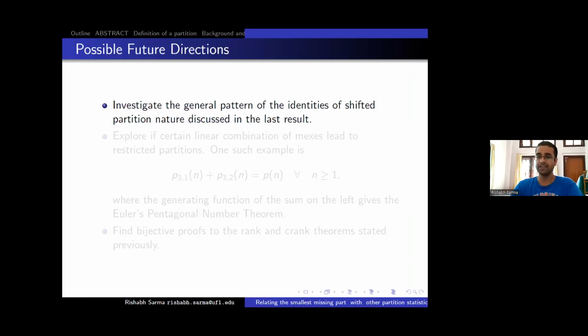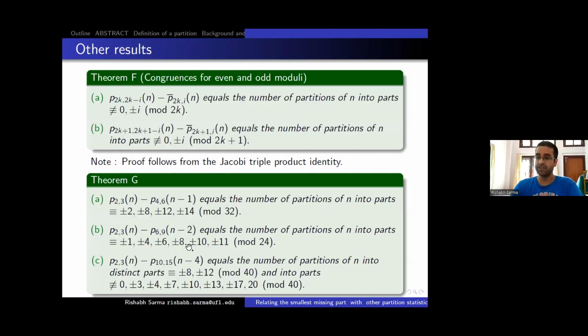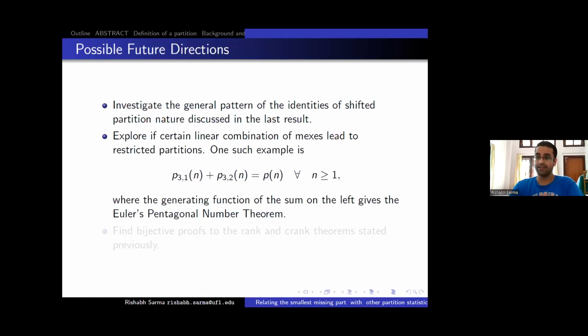And that is the first question that we have: is there a general pattern of these identities of the shifted partition nature, like this result, theorem G. A second question that we pose is, is there any other linear combination of these maxes that lead us to restricted partitions? For example, when these two maxes are added, the generating function is the same as Euler's pentagonal number theorem, which is in turn the generating function for the unrestricted partitions of n. And maybe if we add or subtract or take any other linear combination of other extended max functions, we could land in a subset of Pn.